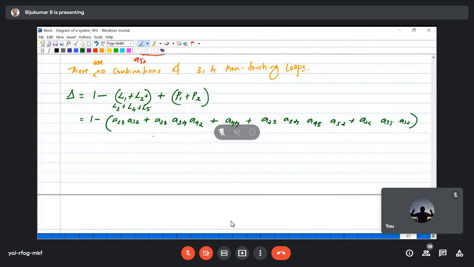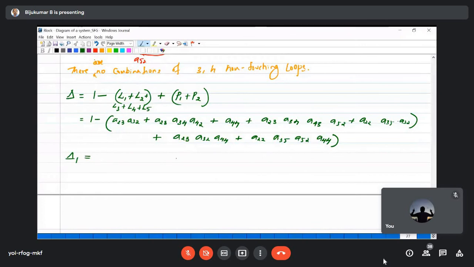Plus P1 and P2, right? P1 is nothing but A23, A32, A44 plus A22, A35, A52, A44. Right? So this is our delta. So next step is we got T1, T2 and delta. The remaining things we have to find out delta 1. Right. So how will you find delta 1?